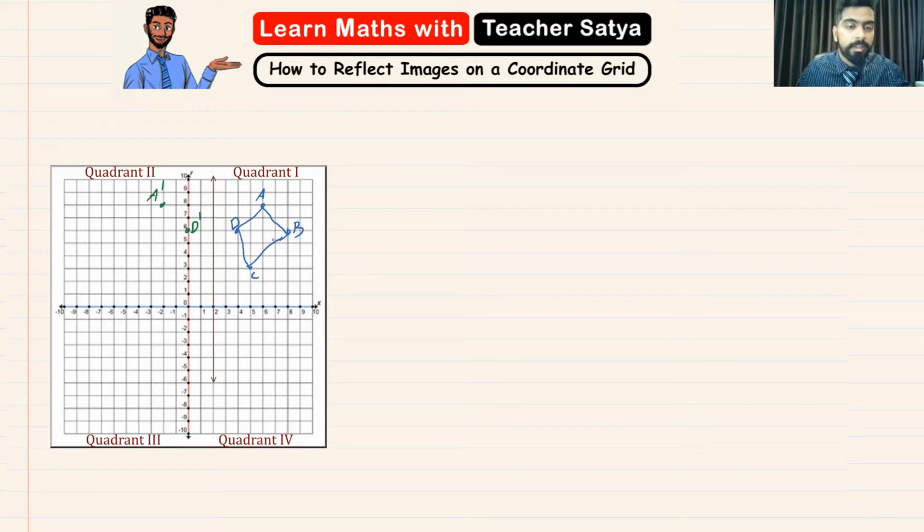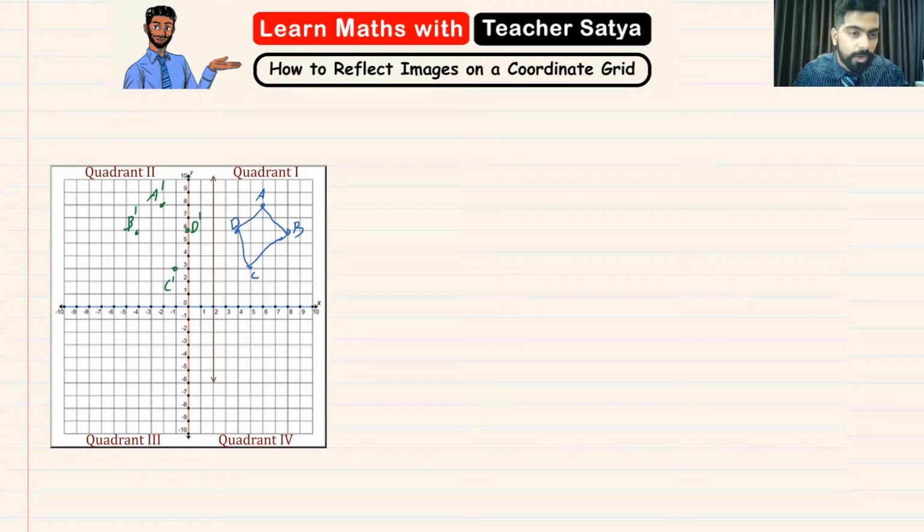Alright guys, now we're going to do the same thing with B. So B is 1, 2, 3, 4, 5, 6 to the right. Now the reflection of it will go 6 to the left. So 1, 2, 3, 4, 5, 6. So our B prime will be right here. And the last one, our C, is 1, 2, 3 to the right. So the reflection will be 3 to the left, which will look something like this.